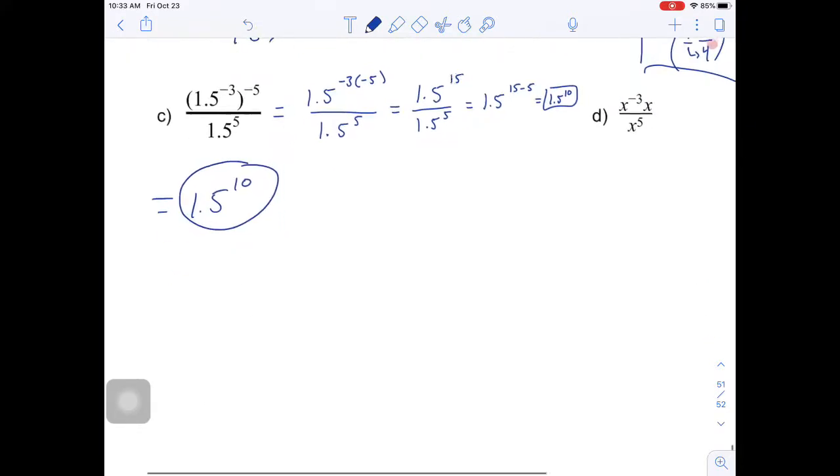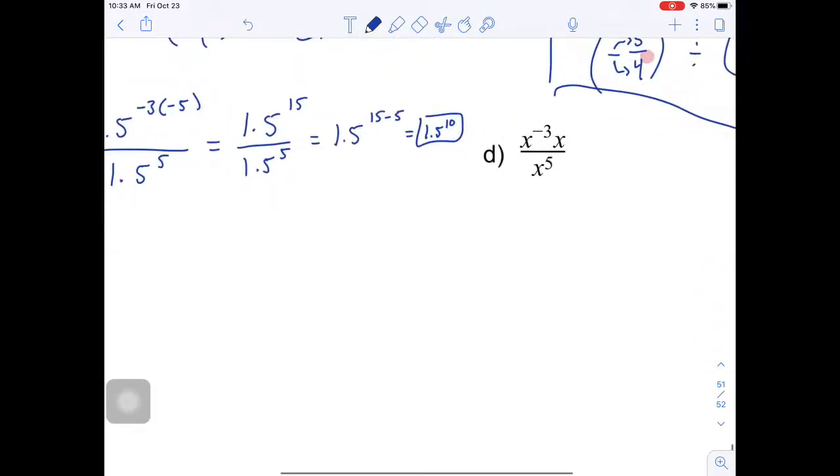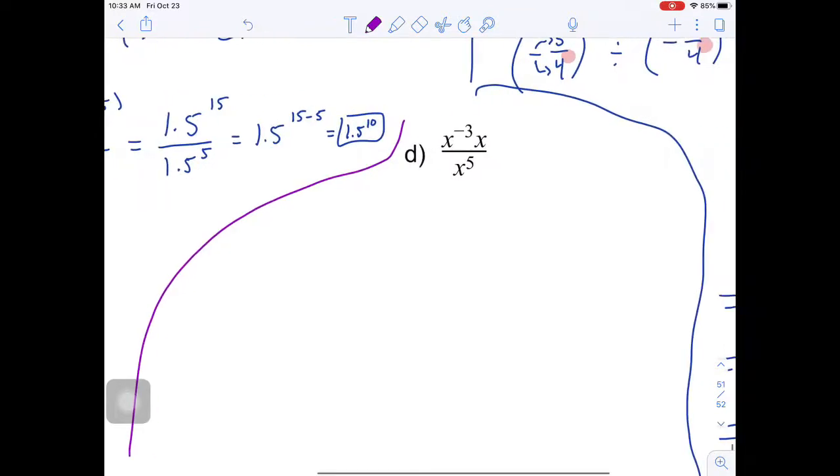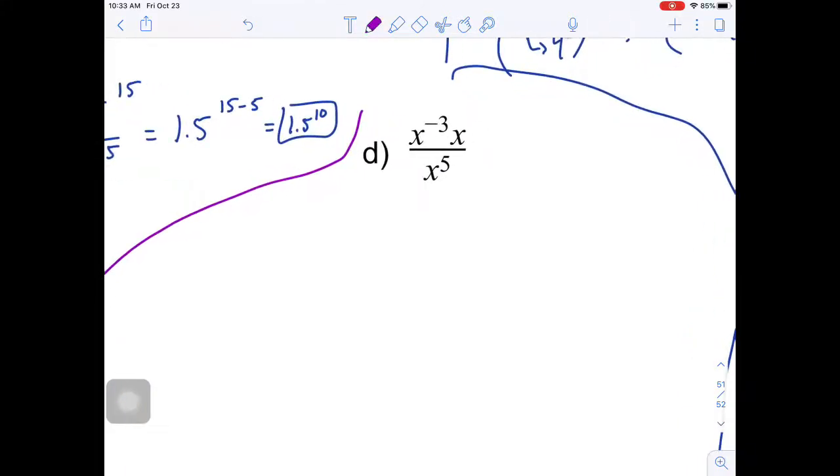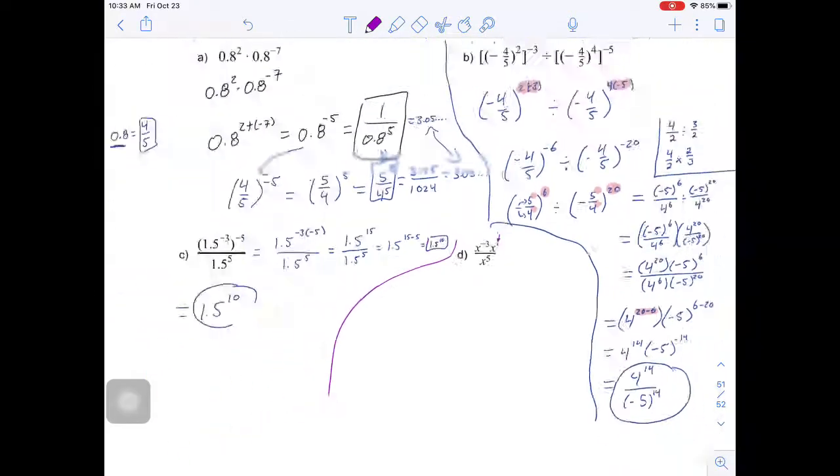Okay, let's move on to D here. Maybe I'll switch my colored pen. Now, remember, variables just act as numbers. Again, these are similar bases, x and x, and then you have one more x, okay? Recognize that this has no exponent. What happens when there's no exponent there? You can imagine a 1 there, okay?